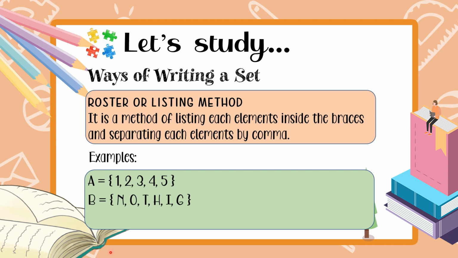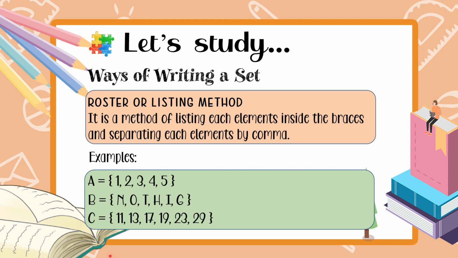Next, we have set B or the set of letters in the word nothing. So, we have N-O-T-H-I-G. Bakit nawawala yung isang N? Kasi, hindi na po pwedeng ulitin yung element kapag isinulat siya sa isang set. Isang beses lang dapat siyang makikita.